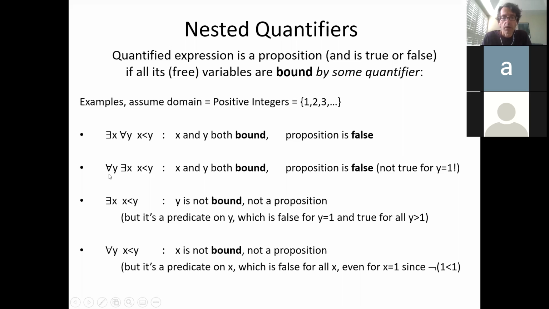Okay. Now let's flip the quantifiers and see what happens. Is it true that for all y's, there exists an x which is smaller than y?